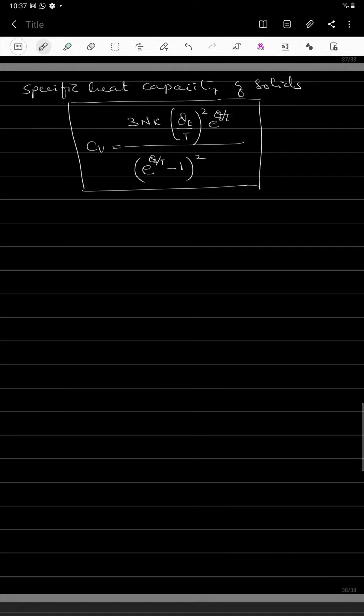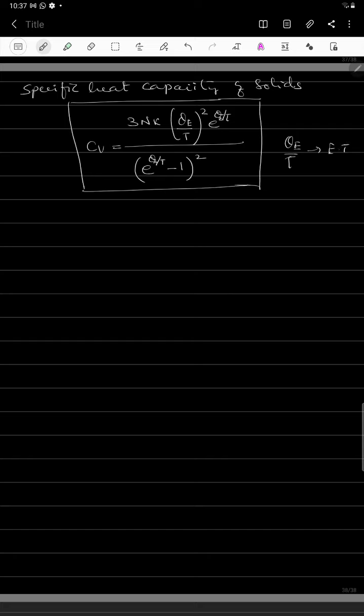Dear students, in the last class we derived the equation of specific heat capacity of solids by using Einstein's assumptions. So the specific heat capacity at constant volume is Cv = 3nk (θE/T)² e^(θE/T) divided by (e^(θE/T) − 1)². So this θE/T gives the Einstein's temperature.